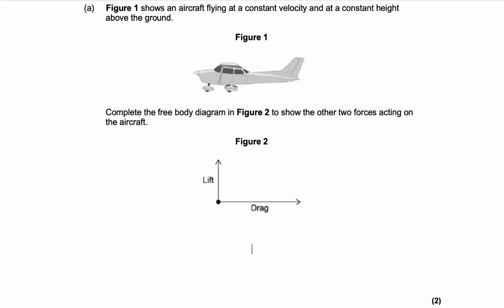A question about free body force diagrams. So figure 1 shows an aircraft flying at constant velocity and a constant height above the ground. So constant means staying the same. Velocity is speed and direction. So this aeroplane is flying forwards, constant height above the ground, not changing its speed and not changing its direction.